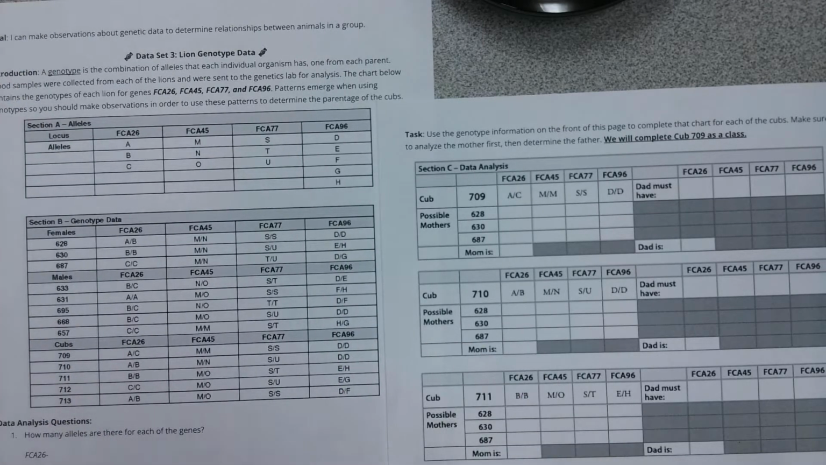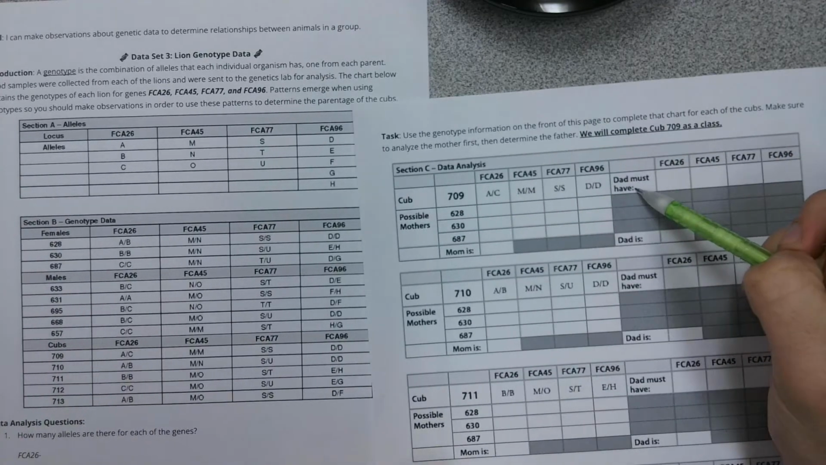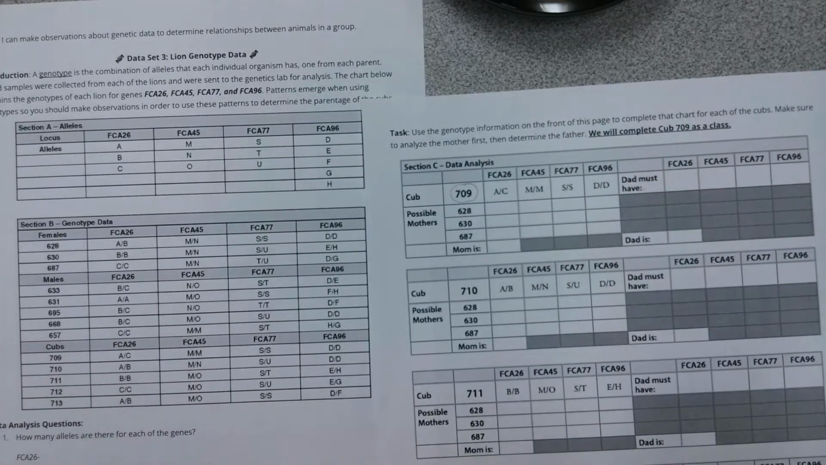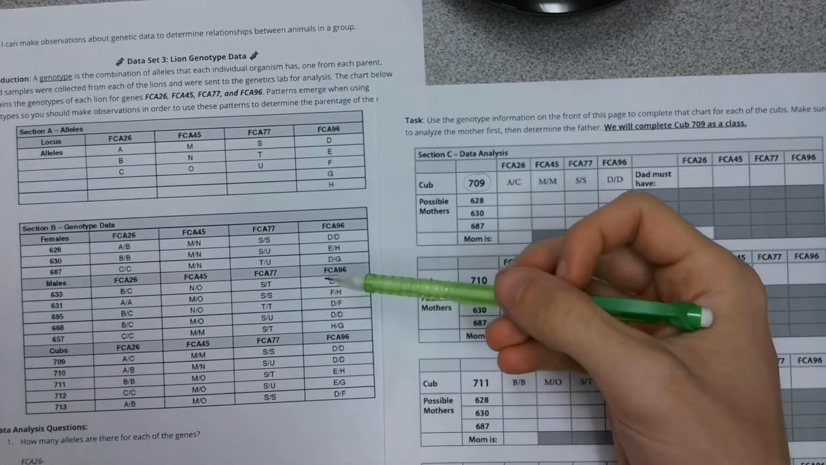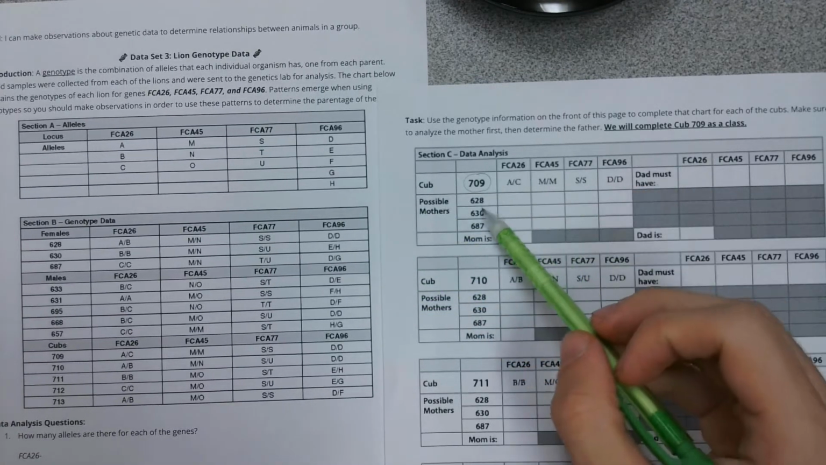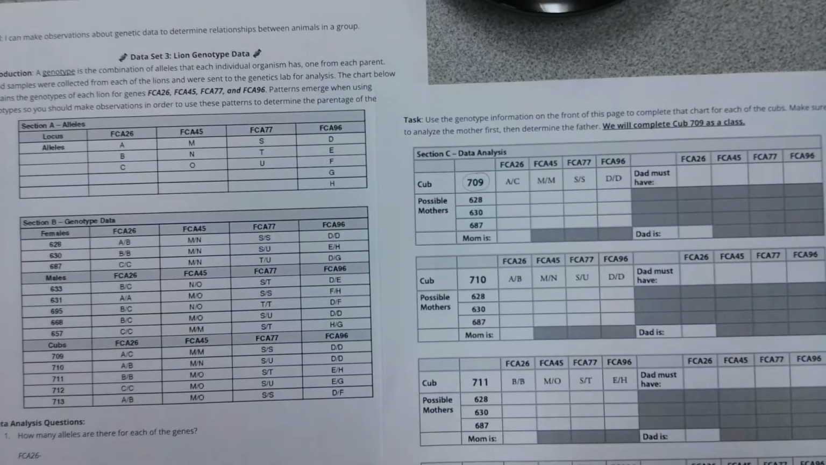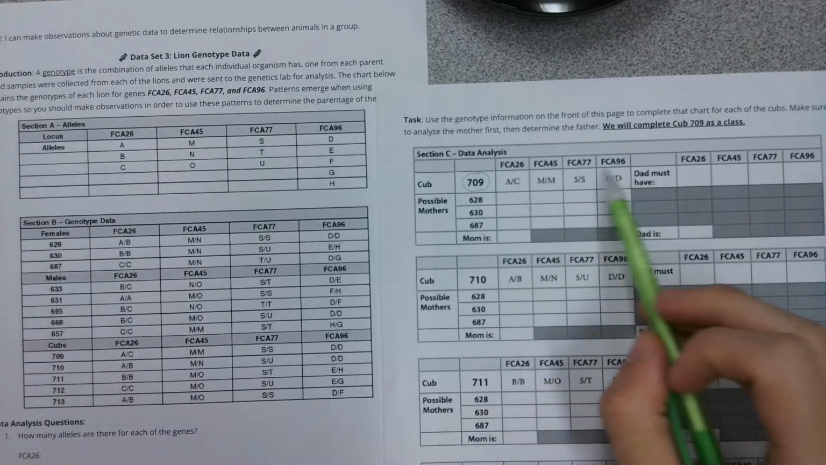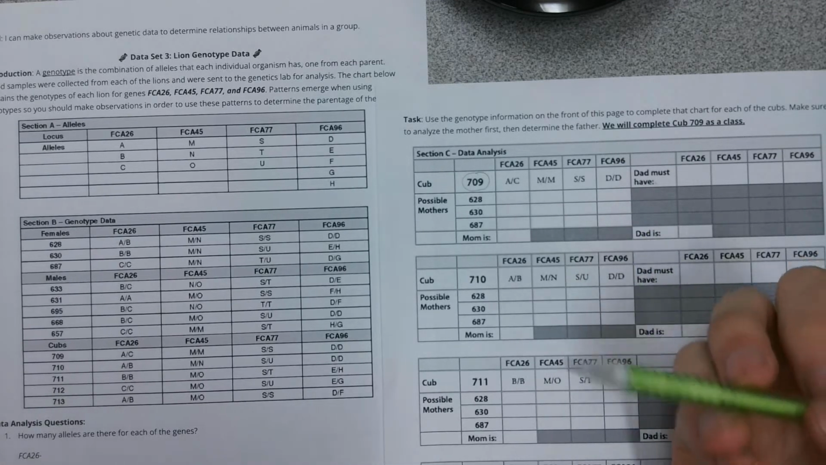So, how do we go about figuring out who our mother is and who our father is of cub 709? Well, what we can do is take the genotypes, the exact alleles, and compare and contrast which alleles the father and the mother must have. If the father and mother have the same alleles as our cub here, which we have listed right here, then we can probably make the claim of who the father and the mother are.